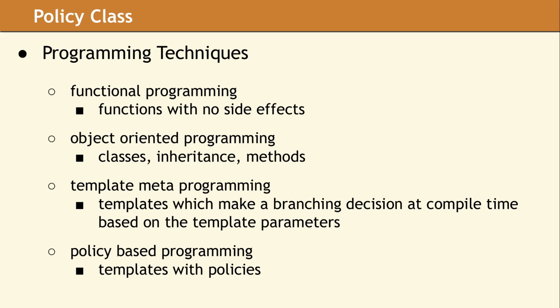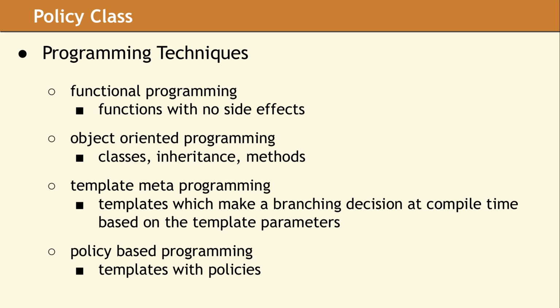How does policy-based programming compare to other styles of programming? Functional programming is a style which uses only free functions that accept parameters and produce a return value without causing any side effects. Object-oriented programming encapsulates the data and operations as objects. Everything is implemented using classes, inheritance relationships, and methods.